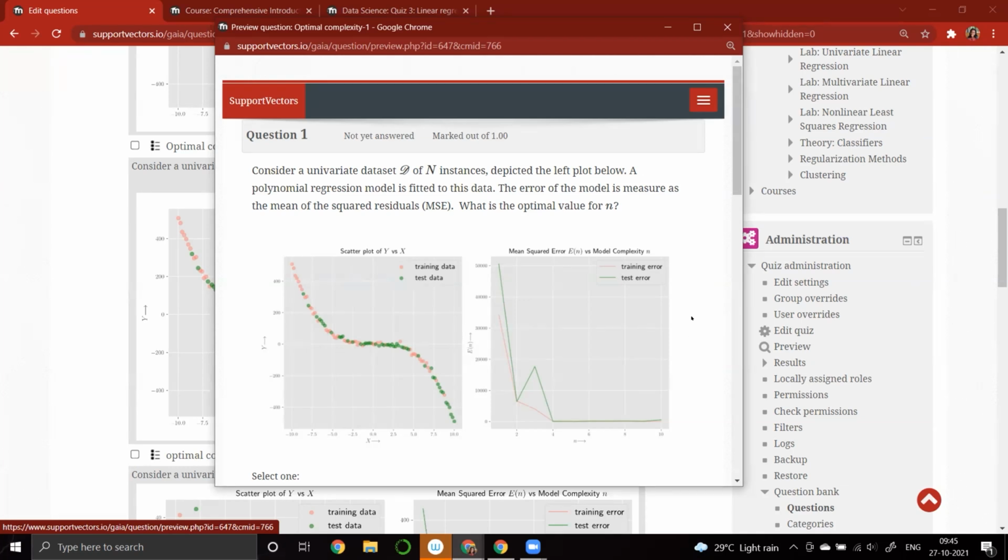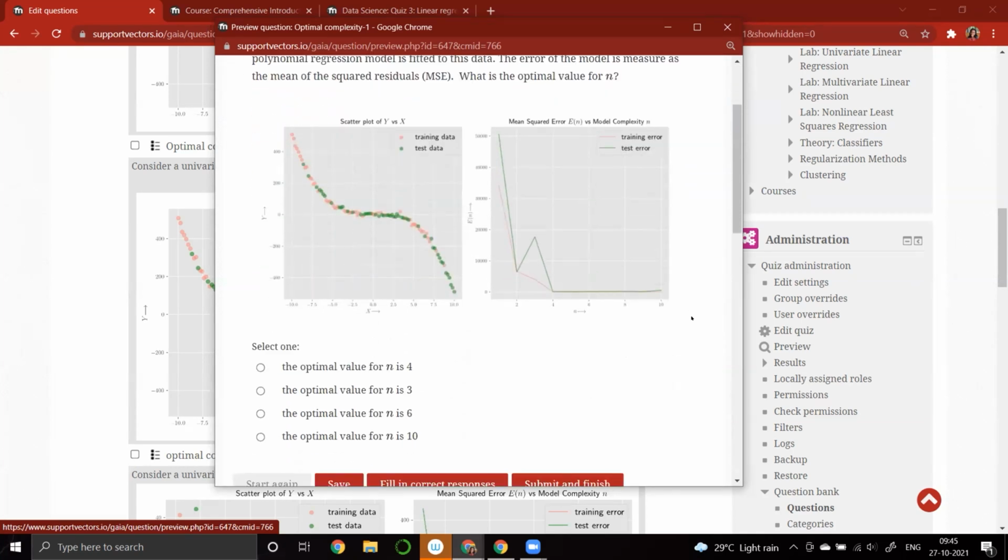First of all, the optimal value of n gives the lowest test error, and amongst all the points that exhibit the same low test error, which of them is the simplest? So when you look at this, at what value do we achieve the minimum of the test error and it is still a simple model? 4. Yes.